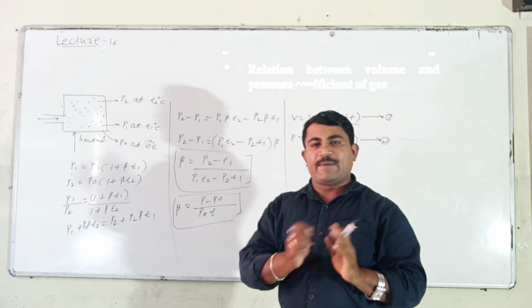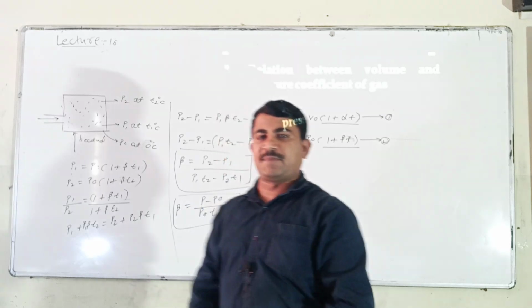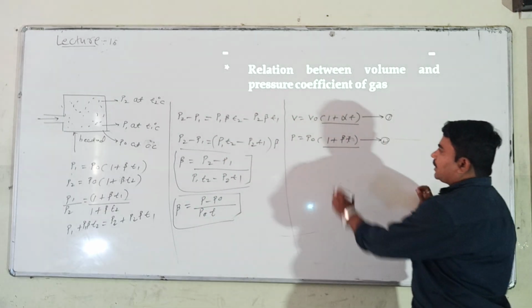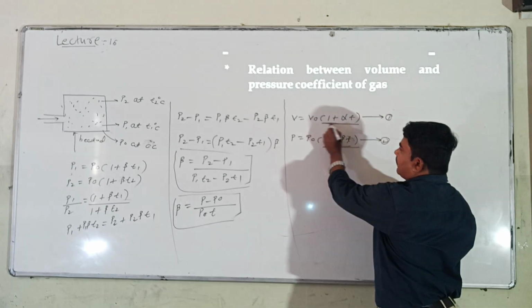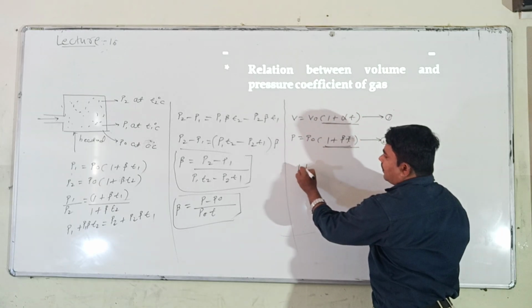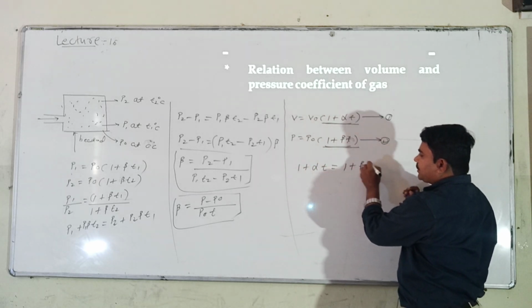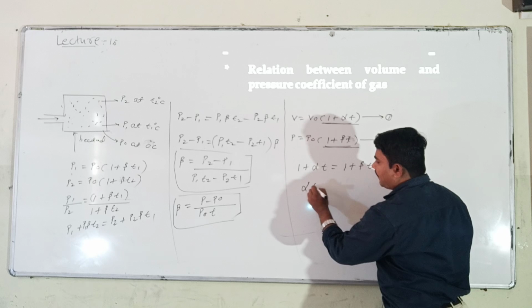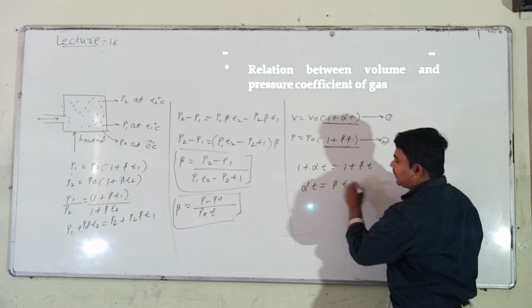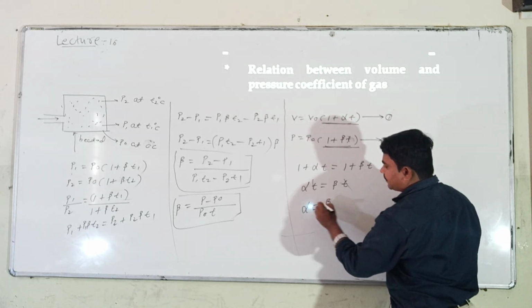If you compare these two, you will get the comparison between the pressure coefficient and the volume coefficient of the gas. Look at me, students. Leave V equal to V naught and P equal to P naught on both sides. You are equating these two values: 1 plus alpha into T equal to 1 plus beta into T. Or again, alpha into T equal to beta into T. Again T gets cancelled. What you are getting? Alpha is equal to beta.